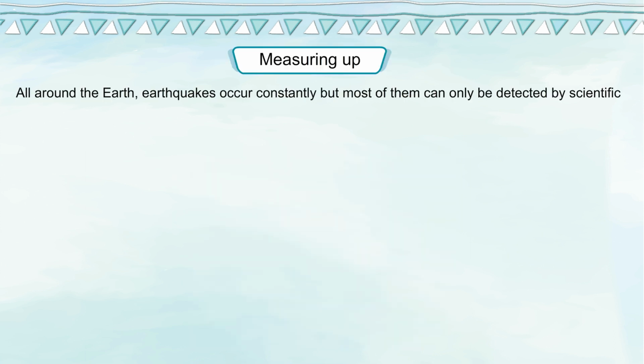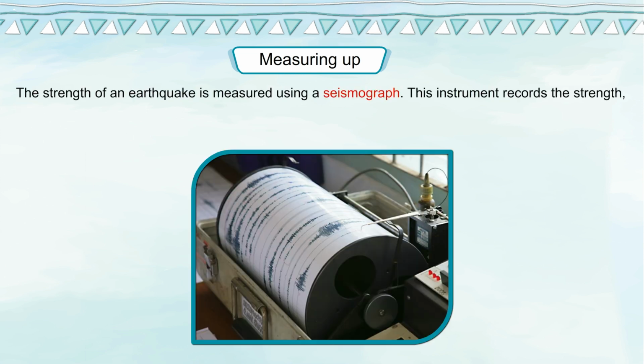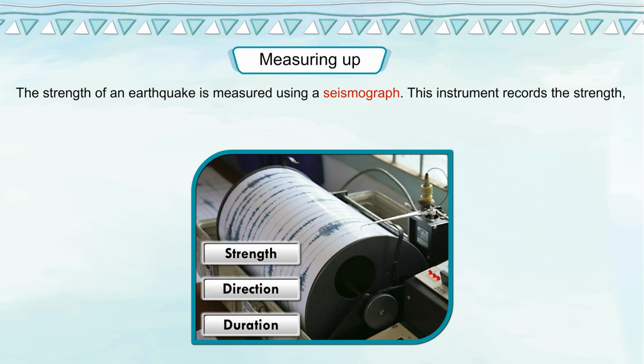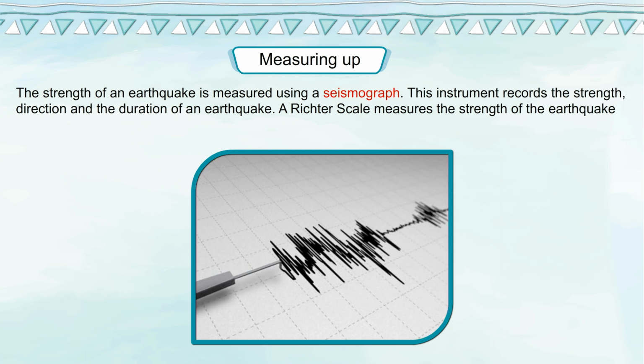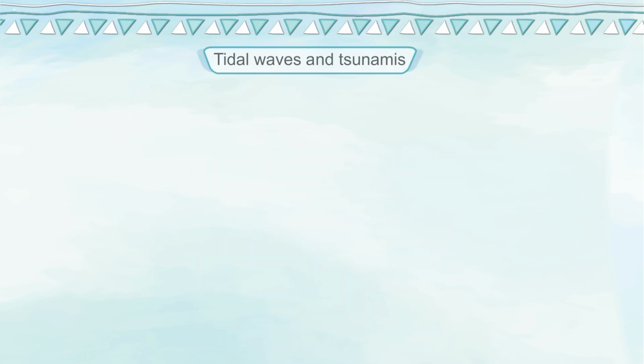Measuring up. All around the earth, earthquakes occur constantly, but most of them can only be detected by scientific tools. The strength of an earthquake is measured using a seismograph. This instrument records the strength, direction, and the duration of an earthquake. A Richter scale measures the strength of the earthquake from the recording made by the seismograph.